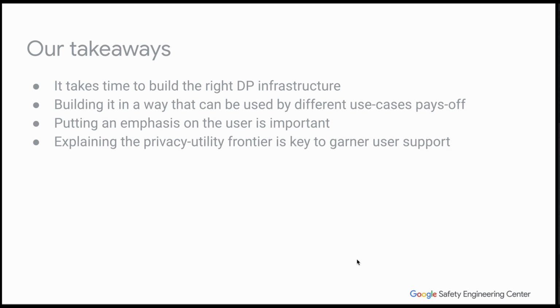Third, putting an emphasis on the user is super important. A lot of people don't know what differential privacy is, and they shouldn't. And therefore, our job is to make their job easier. This is a great way to get people to adopt differential privacy. And finally, explaining the privacy utility frontier is key to gather user support, because only if they understand what's happening to their data, they will be convinced that it's the right choice.